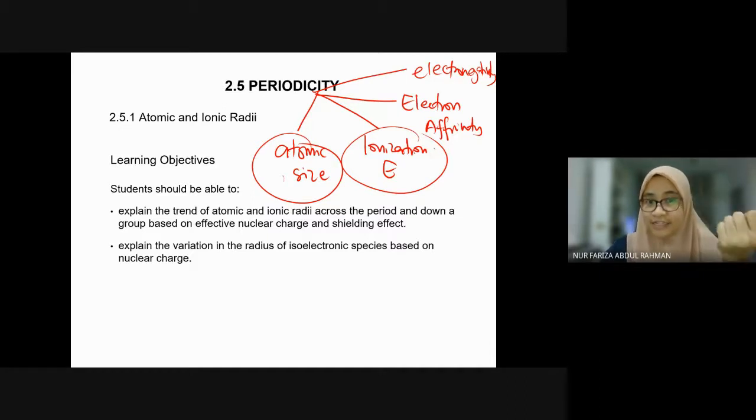Like I said earlier, I already talked about the attraction between the nucleus and the electrons itself. That is one of the factors that determines the behavior of the elements across the period and also down the group, which will be covered later. So that is periodicity, to know the behavior of the elements across the period or going down the group. We are going to cover all of this in tomorrow's lecture.